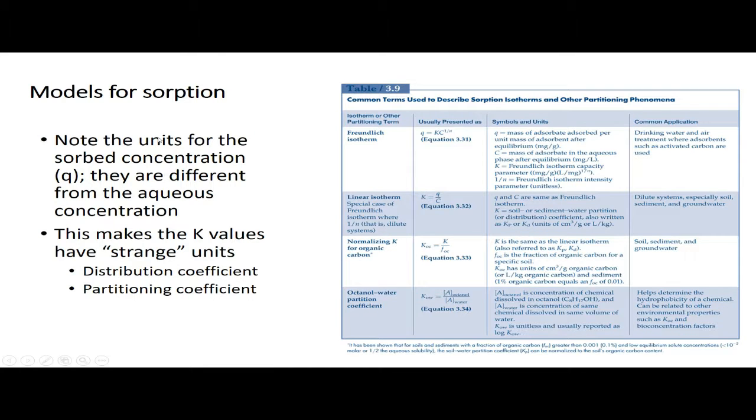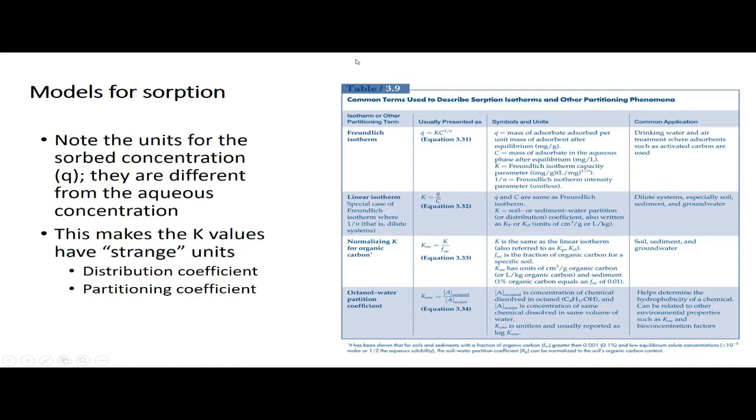So we describe sorption using these mathematical models, simple models really. Usually we use a linear model here that says that the sorbed concentration is a function of a partitioning or distribution coefficient K and the aqueous concentration. So we do get some funny units here because the Q is now a sorbed phase, so it's the amount of chemical on the solid surface. So it's got sort of like mass per mass solid.